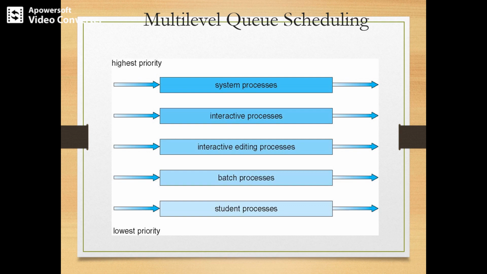Batch jobs will be scheduled by the first come first serve method, and interactive jobs, as you know, will be scheduled by the round robin method.